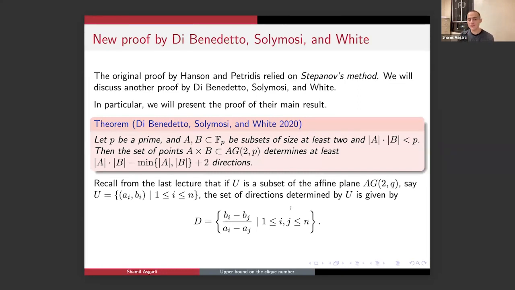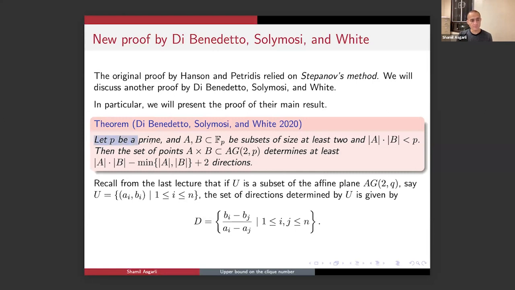Let me explain what the theorem is. At this moment, it's not going to be clear why this theorem is relevant for Paley graphs. I will explain that in the next slide, where I'll explain why this theorem is so powerful. But let's just, for a moment, look at what the theorem says.